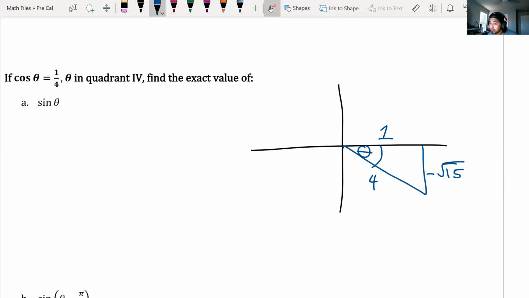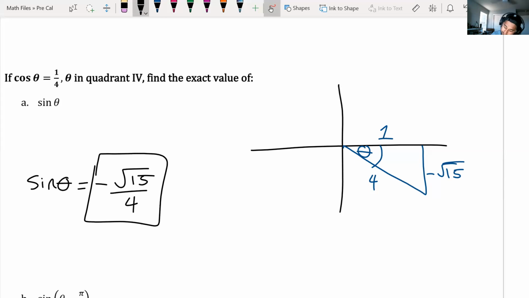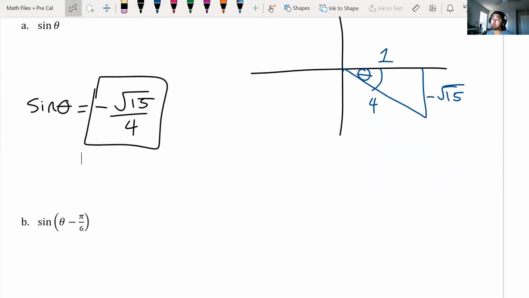Now we can continue. What is the sine of this theta? Negative square root of 15 over 4. Good. And now using the same theta, we need to know what is sine of theta minus pi over 6. So now we're going to use the difference formula for sine here.